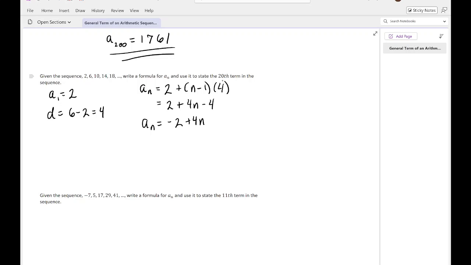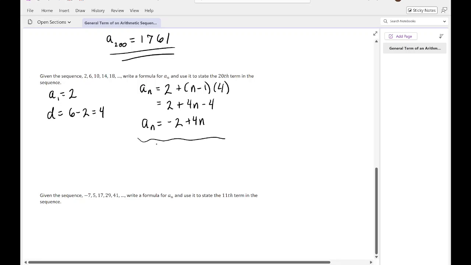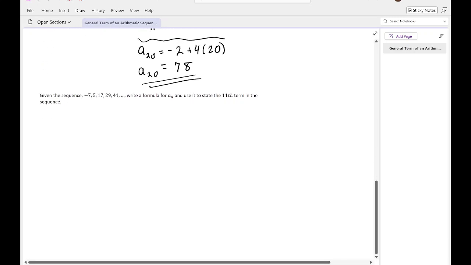Now, we want to find the 20th term. Not a big deal. So we're going to find a sub 20, which is going to be -2 plus 4 times 20. And when we do that, we're going to end up getting 78. So the 20th term of this sequence would be 78. Not too bad. One more.